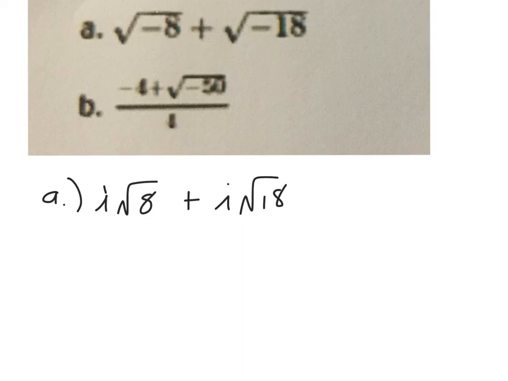And now you're going to have to put those in your calculator. No, you can just simplify. So 8 is 4 times 2. The square root of 4 is 2, so 2i radical 2. This is 9 times 2, so that is 3i radical 2.